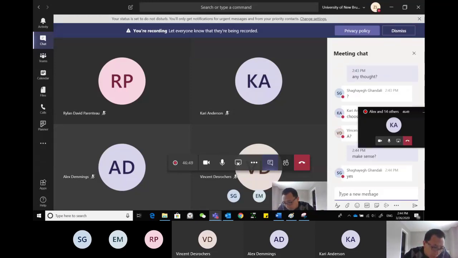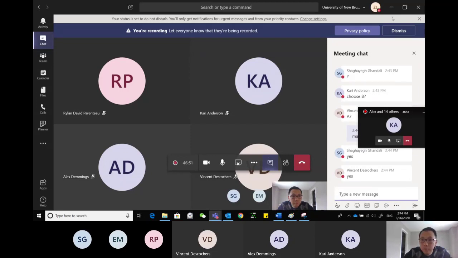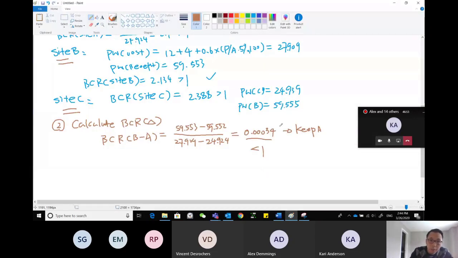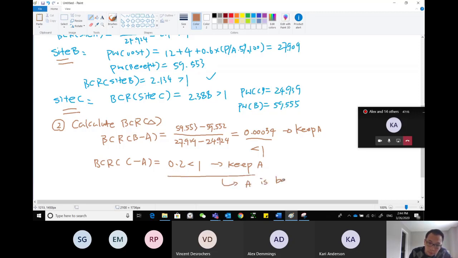Okay, sounds good. So now we'll keep A. Now it's between C and A, C minus A. This will give us 0.2. It's also less than 1. So we will keep A. So the conclusion is A is the best option. Right? A is the best option.